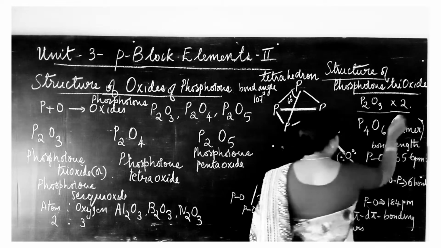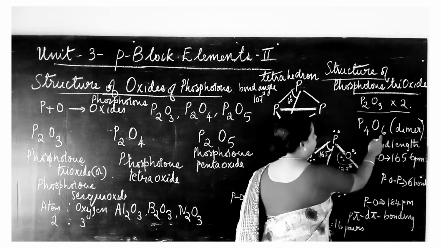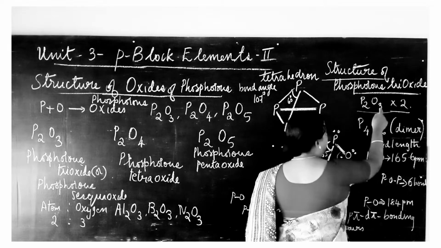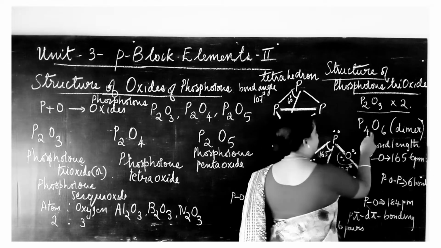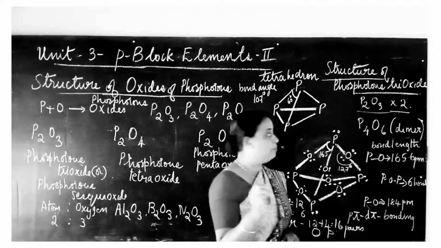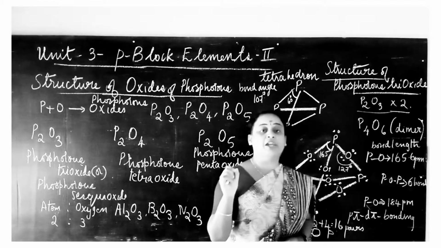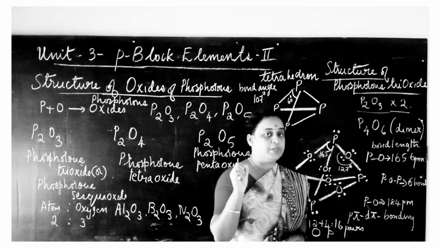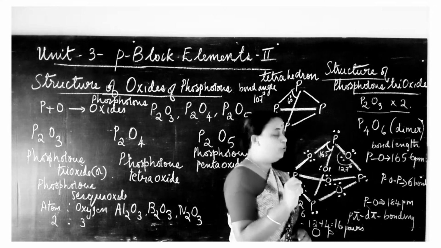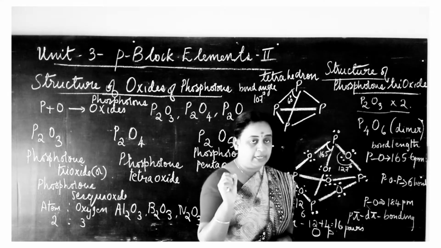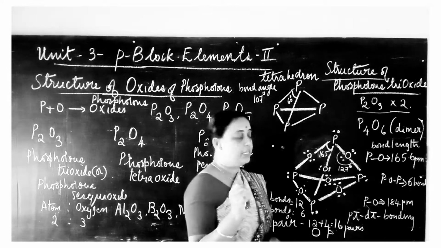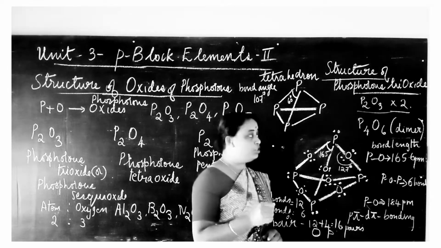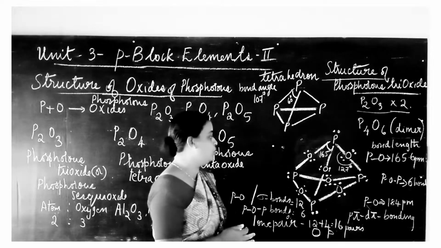When you multiply with 2, what do you get? You get P4O6. 2 into 2 is 4, and 3 oxygen multiplied by 2 gives 6 oxygen. So P4O6 is a dimer of phosphorus trioxide. Got it? P4O6 is a dimer of phosphorus trioxide. Now let us study the structure of this dimer P4O6.